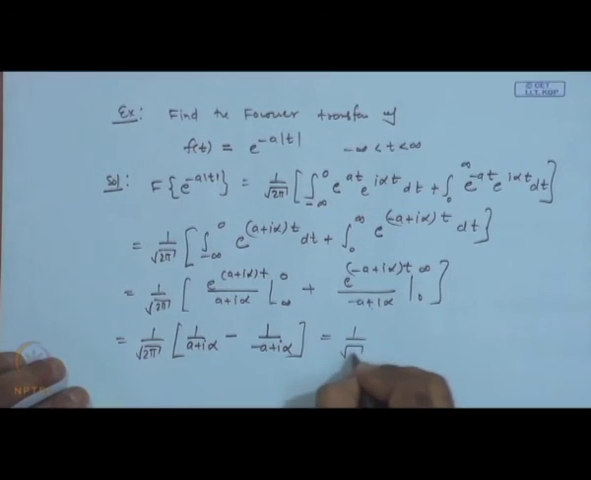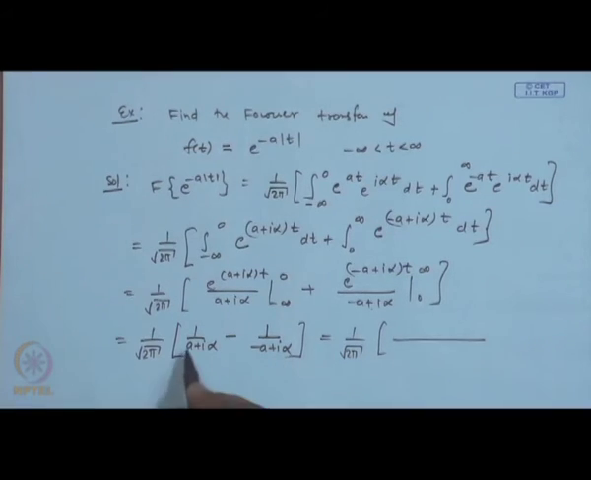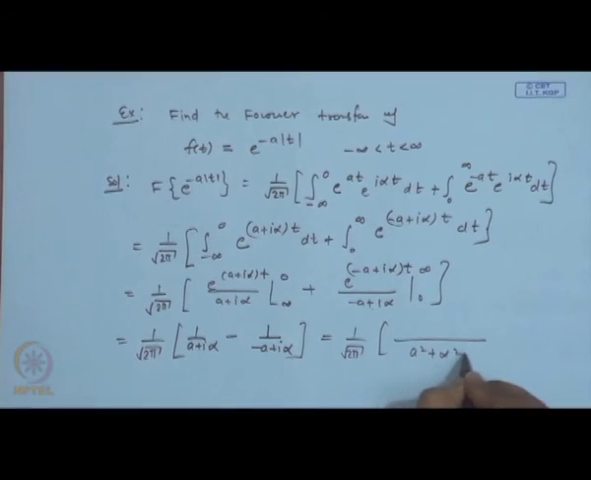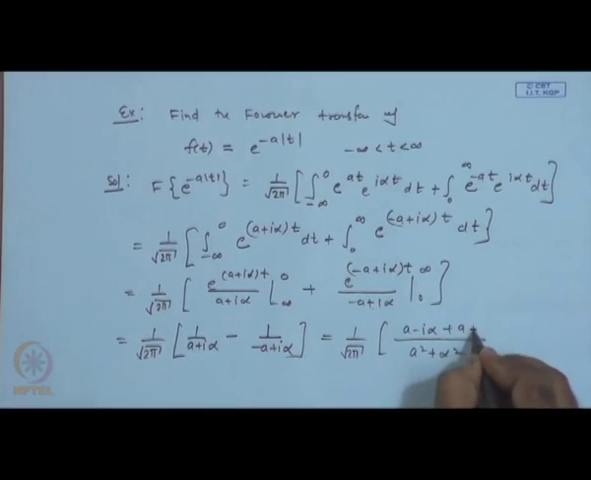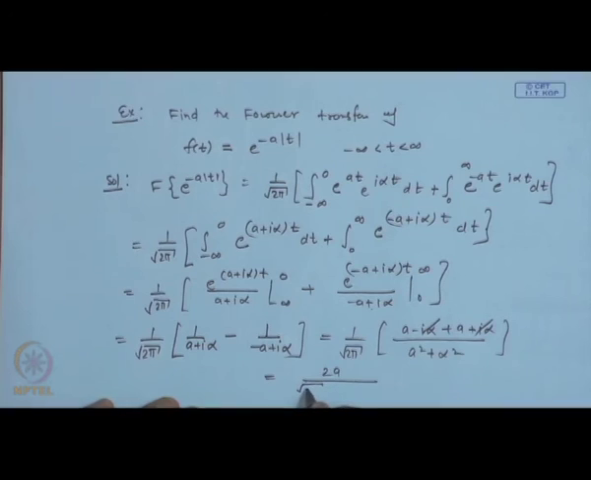Okay, so 1 over square root 2 pi, and then we have the common factor here, a plus I alpha, and we take a minus I alpha, so that here is plus, so that will be a square plus alpha square. Here a minus I alpha, then this will be plus a and plus I alpha, so this will be cancelled, and we have 2a over square root 2 pi and a square plus alpha square. So that's the result.